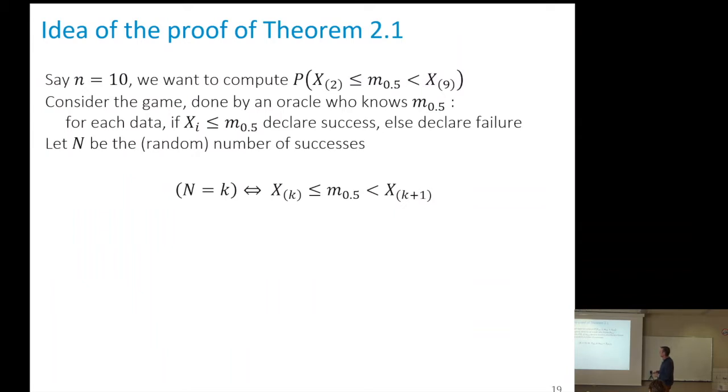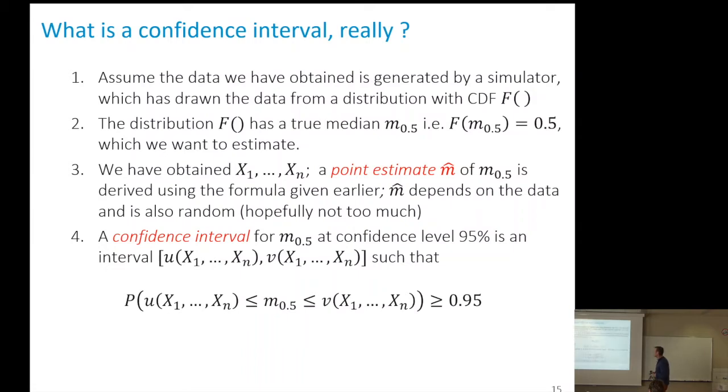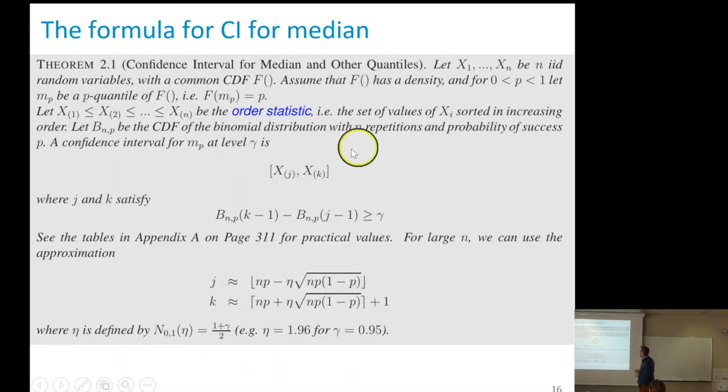Where does this result come from? This result, which is given here, says I look at two indices j and k that are related to the binomial distribution. They must satisfy this: the coverage of the binomial distribution between j minus 1 and k minus 1 must be at least gamma. Gamma is, for example, 95%, 0.95 here.